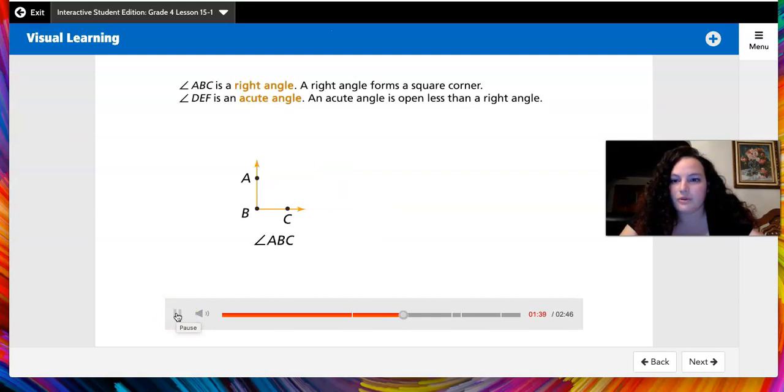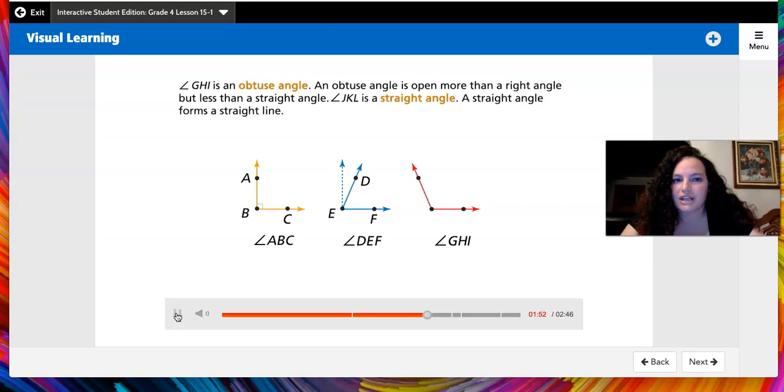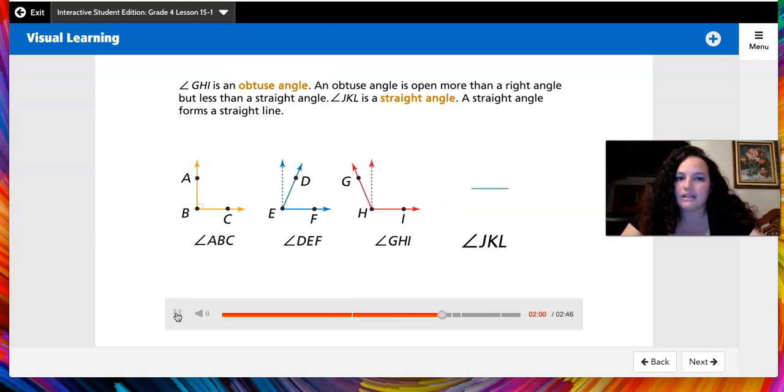ABC is a right angle. A right angle forms a square corner. DEF is an acute angle. An acute angle is open less than a right angle. Angle GHI is an obtuse angle. An obtuse angle is open more than a right angle, but less than a straight angle. JKL is a straight angle. A straight angle forms a straight line.